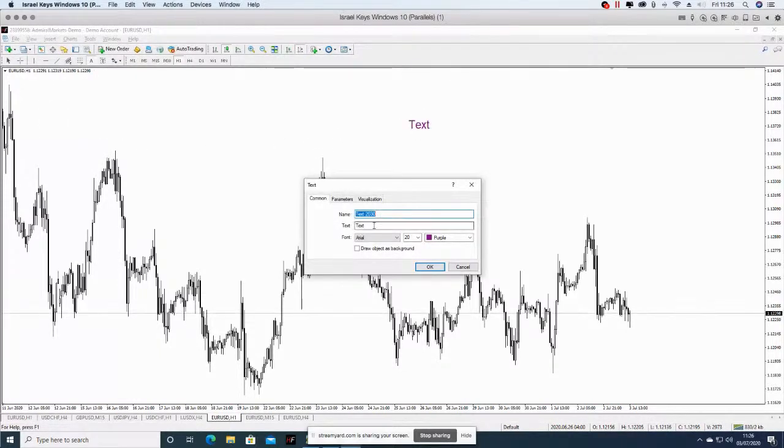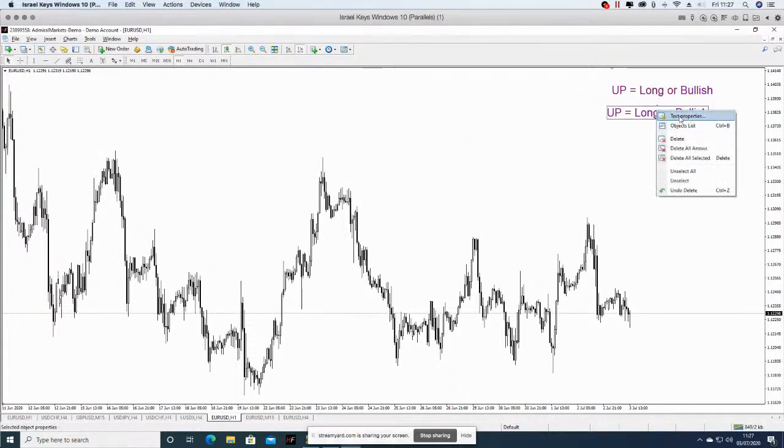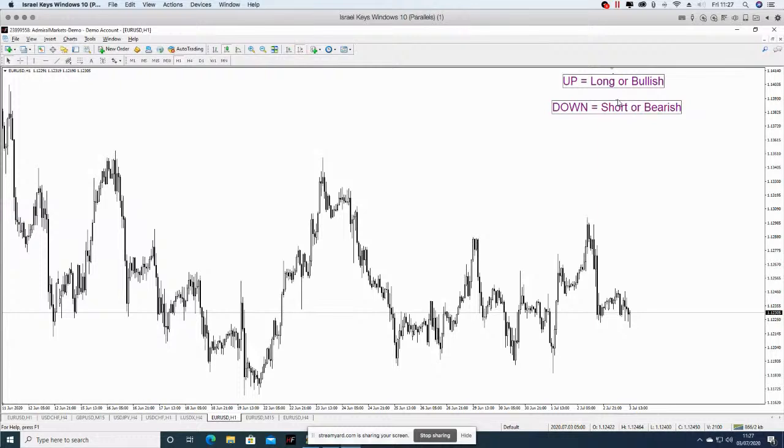In Forex, up is also called long or bullish. Down is also called short or bearish. I'm talking about price moving upwards.